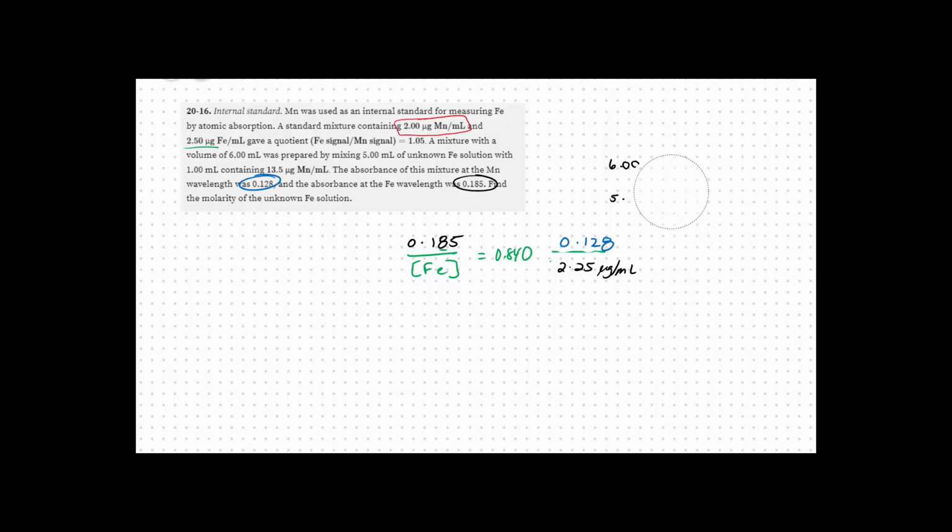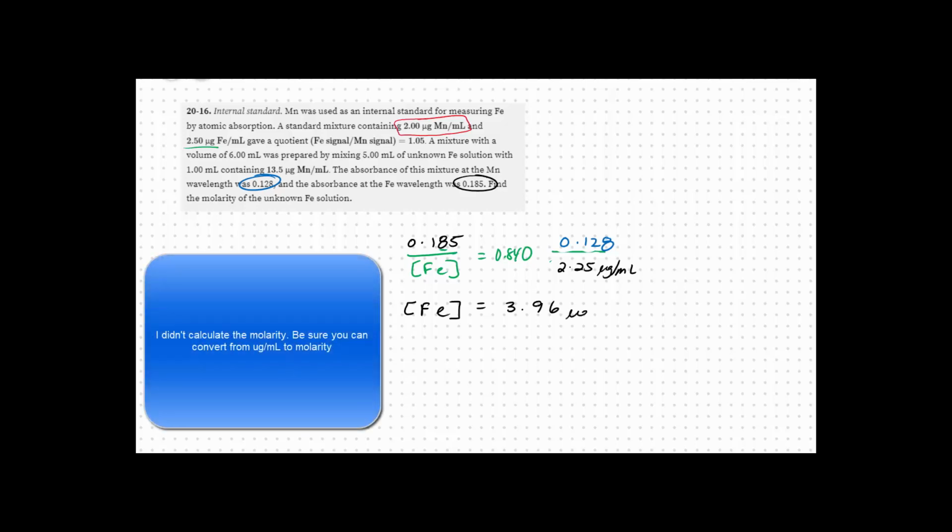Now all I have to do is solve for my iron. And I get that the concentration of the iron is 3.96 micrograms per milliliter, but we aren't done. So that is the concentration of the iron in the mixture. That's in a total of 6 milliliters. I had 5 milliliters. So I need to multiply this by 6 milliliters and then divide it by 5 milliliters in order to get my original iron solution concentration of 4.7, and I think I'd round that, 4.76 micrograms per milliliter, and that is the concentration of the iron in the original unknown.